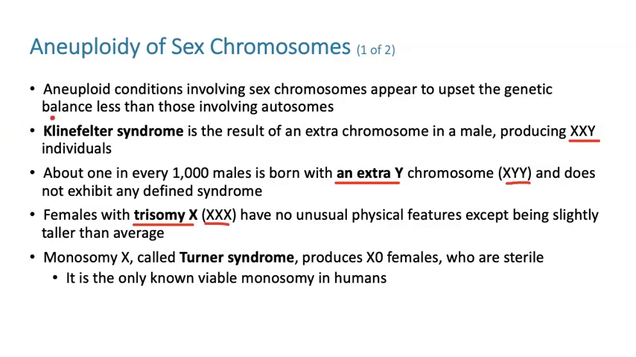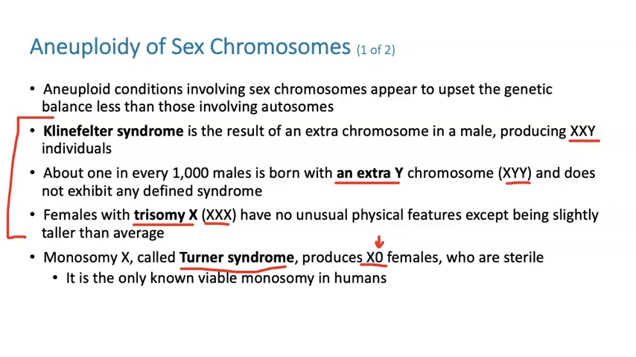So all three of these have been trisomies. This last one is a monosomy, and monosomy X is called Turner syndrome. And the way that we refer to if a chromosome is missing is we use a 0 as a placeholder. So we would say that somebody with Turner syndrome is XO. So females with Turner syndrome do tend to be sterile. It's the only known monosomy in humans.